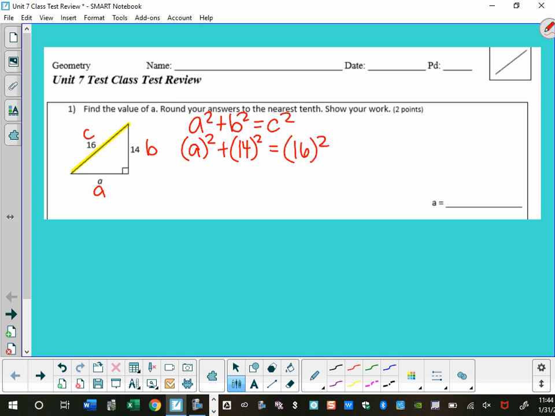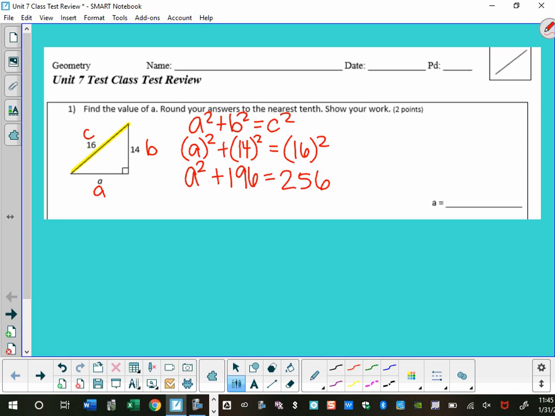B is 14 squared. And C is 16 squared. A lot of you forget that C is squared. I see that a lot. All right, so what's 14 squared? 196. 169 or 196? 196. That would be 13 squared. All right, so 16 squared is what? Type it in. 256.